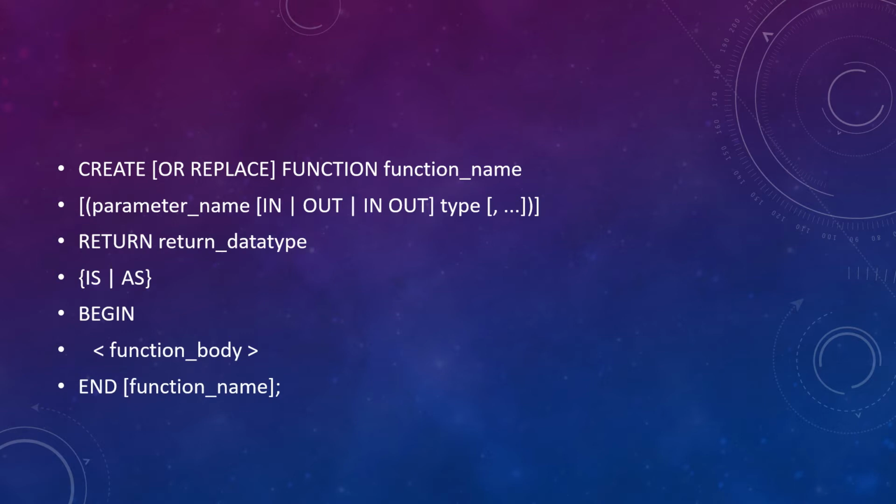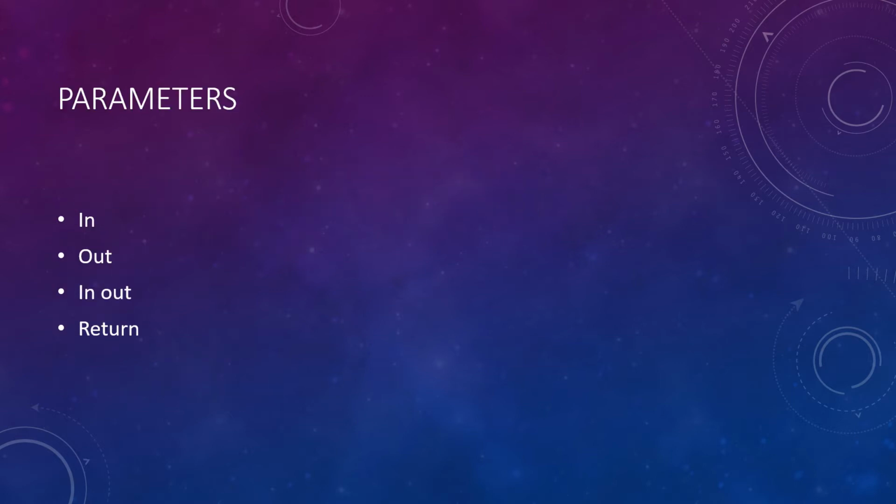This is a basic syntax for function. Parameters can be IN, OUT, or IN OUT. You have to return a value and you have to mention the type of the return value in a return clause. IN parameter is a value that goes to a function. It is mostly read only. OUT is a value that goes out of a function. It's like a return. IN OUT means both. It can come in and go out also. Return will return a value from a function.